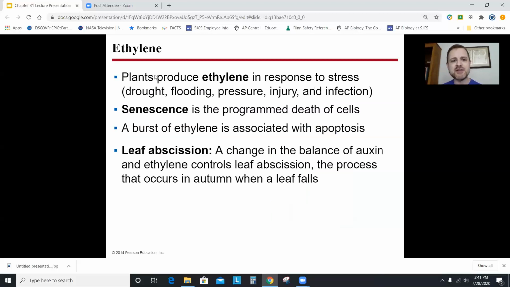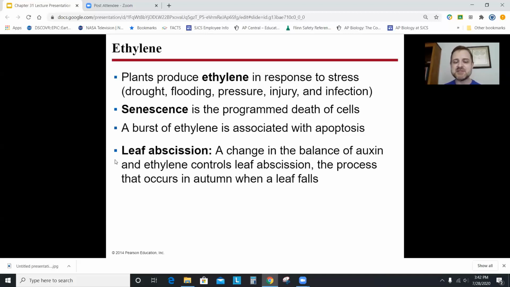Our last hormone is called ethylene. You might have heard of ethylene, the green bags that you can buy in stores like grocery stores. They're supposed to keep fruit from ripening as fast. Those bags basically absorb a hormone called ethylene inside the plastic. So ethylene is a hormone that does lots of things. It's a hormone produced in response to stress. Senescence, it's a hard word to say, is basically programmed cell death. Like if a cell experiences a burst of ethylene, the cell might be about to die.